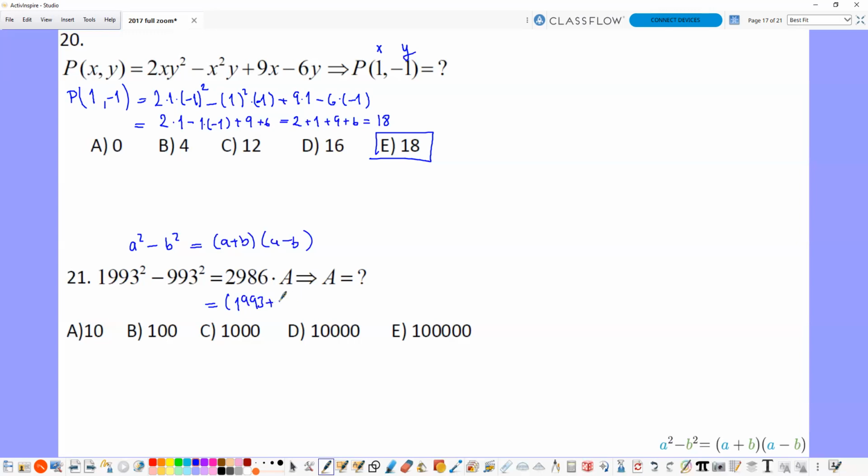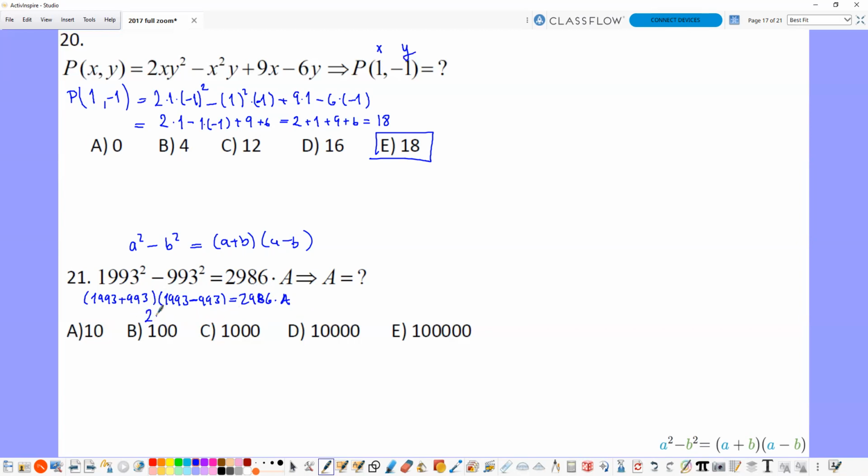So it's going to be 1993 plus 993 times 1993 minus 993. It's equal to 2986 times a. What is the a value? Here I know that 1993 plus 993 is going to be 2986.